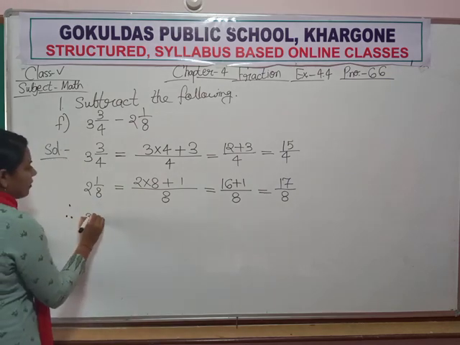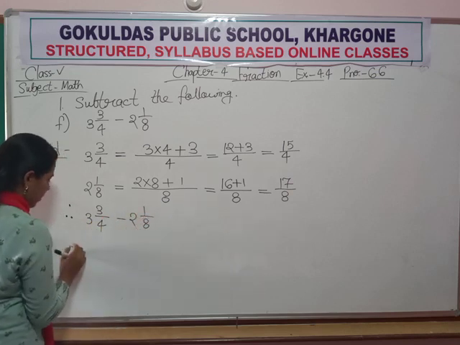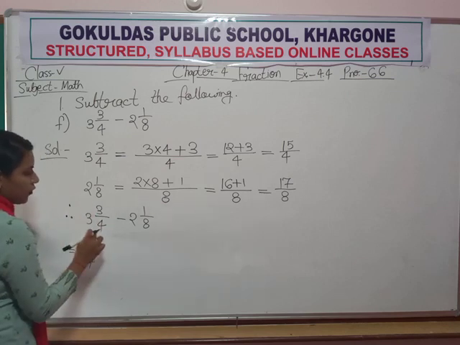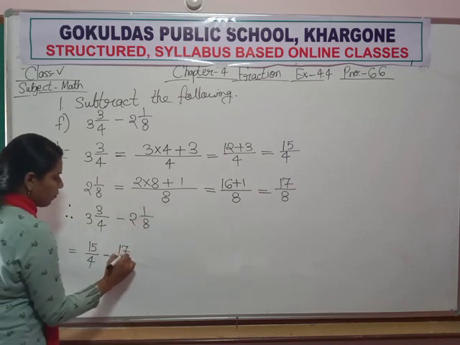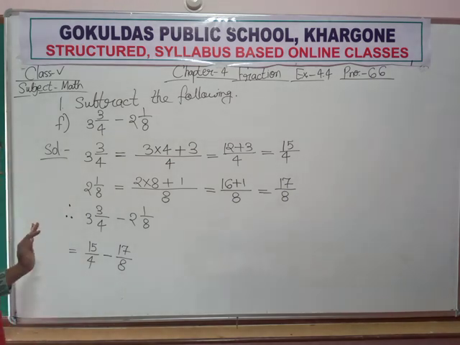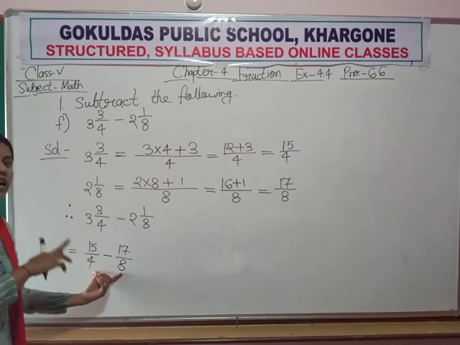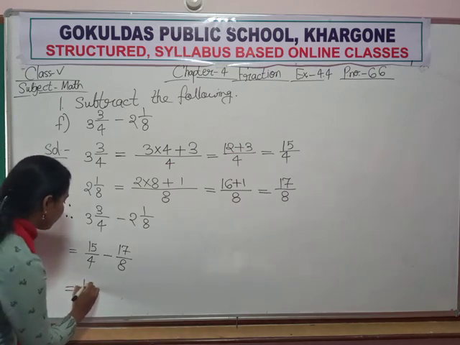Therefore we can write 3 3/4 minus 2 1/8 equals, we can write 15 upon 4 in place of 3 3/4, minus, in place of 2 1/8 we can write 17 upon 8. Now these are our fractions. Both the fractions have different denominators, meaning unlike fractions. So as they are unlike fractions, what is the step? We will convert these unlike fractions into like fractions. So how to convert them?